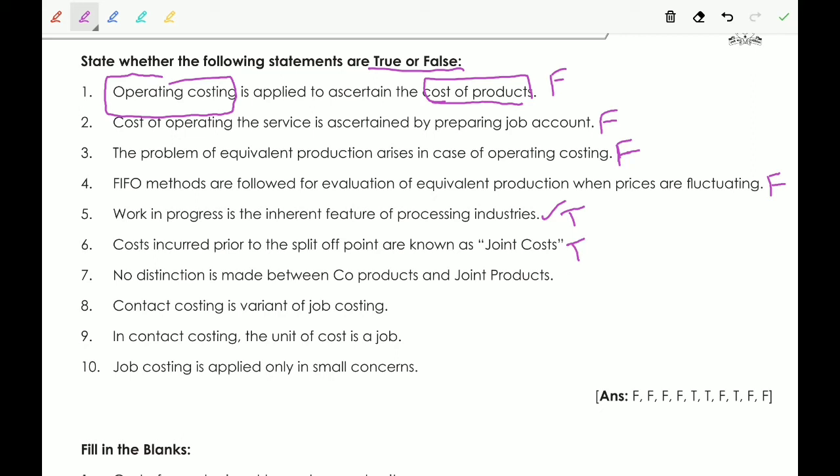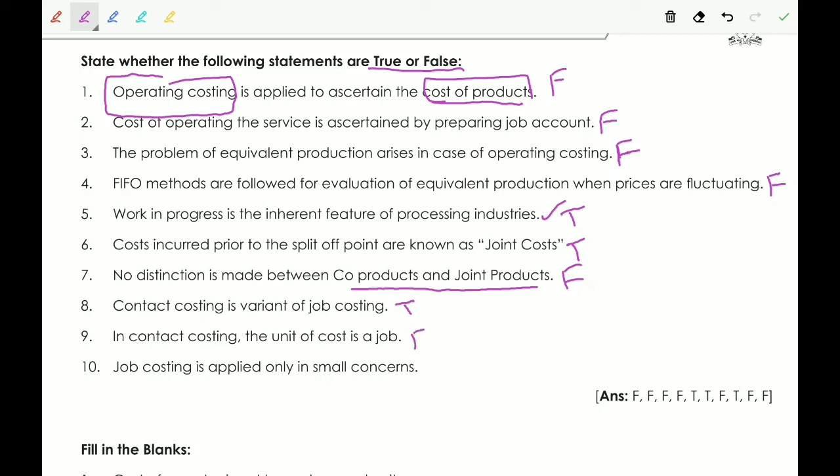Next, seventh one, no distinction is made between co-products and joint products. No, it's a false statement. Next, eighth one, contract costing is a variant of job costing. Yes, contract costing is a variant of job costing, discussed in job costing. In contract costing, the unit of cost is a job.